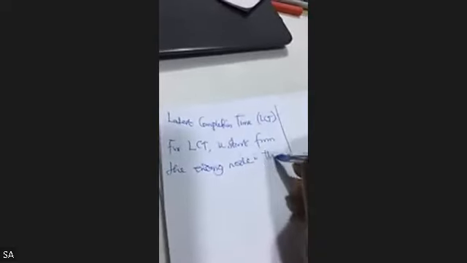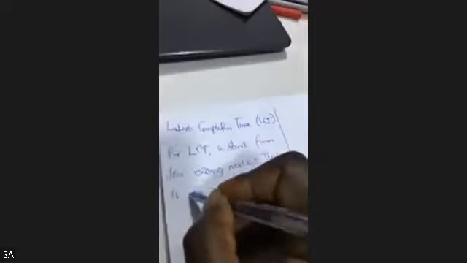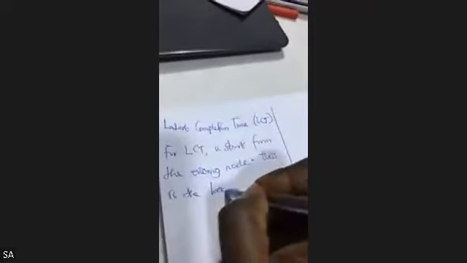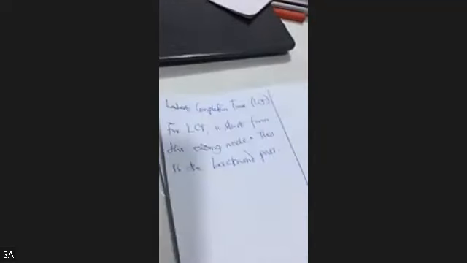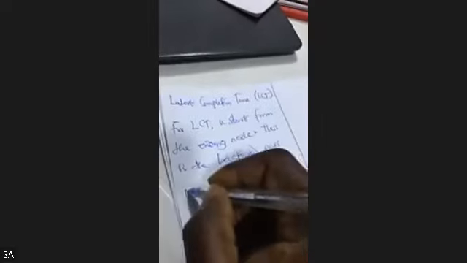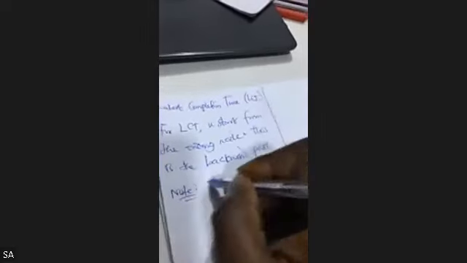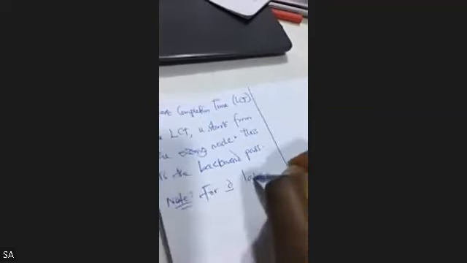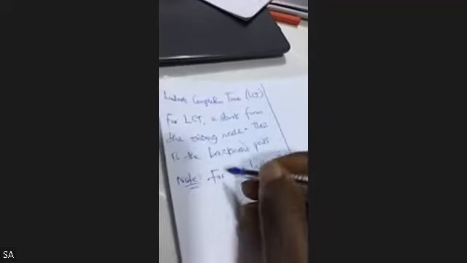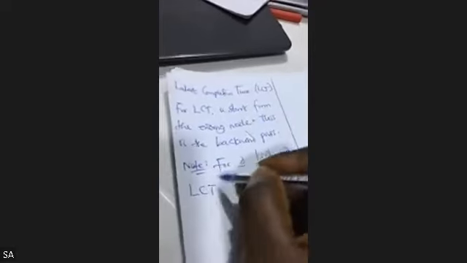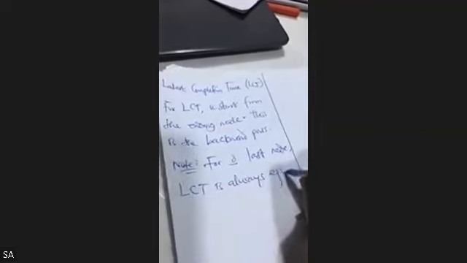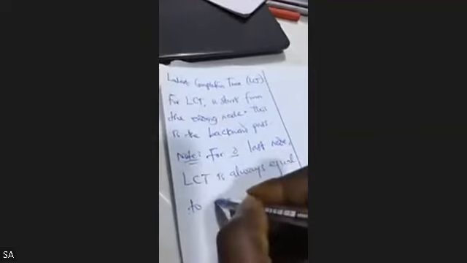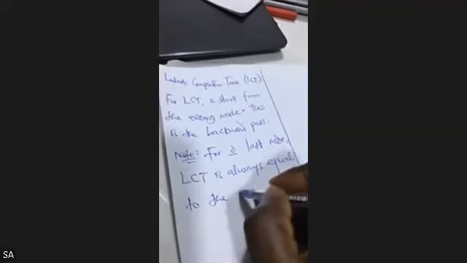This is the backward pass. Note, very important: for the last node, LCT is always equal to the EST. So now let's go back.